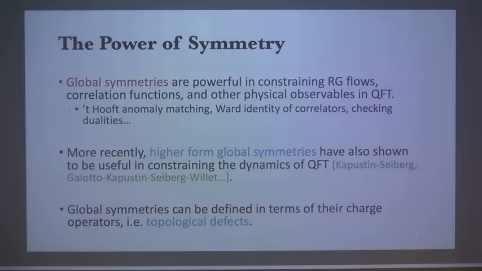All right, so let me start with the power of symmetry, which we have heard a lot about this morning. Symmetry has always been a guiding principle in theoretical physics. Global symmetries are powerful in constraining RG flows, correlation functions, and all other physical observables. As we have heard in the talks this morning, when the global symmetry has the 't Hooft anomaly, it's especially powerful in constraining the IR structure of RG flows. And Ward identities of global symmetries are useful to constrain the correlation functions. Also, global symmetries are usually the first thing we check when verifying dualities.